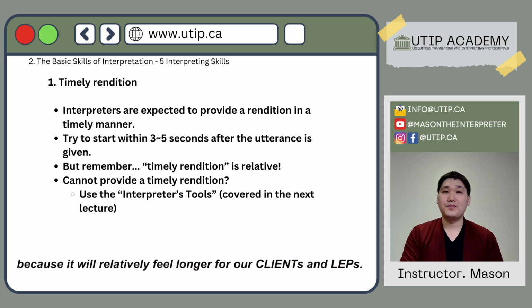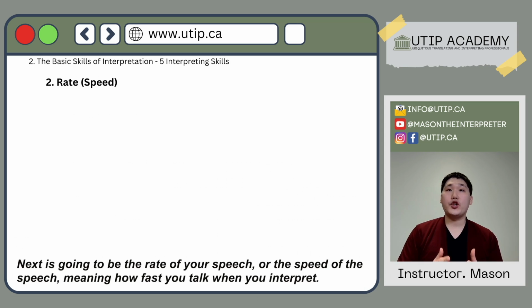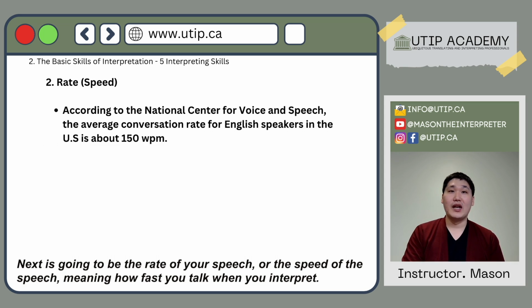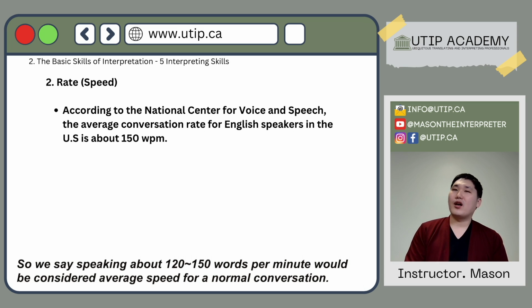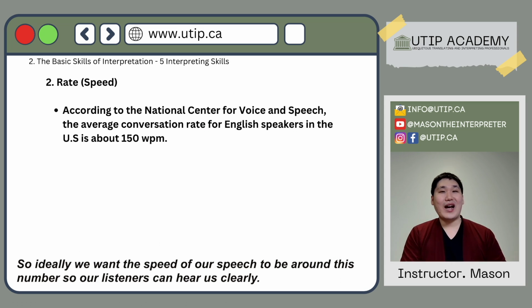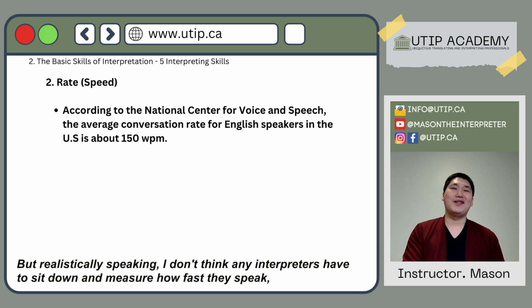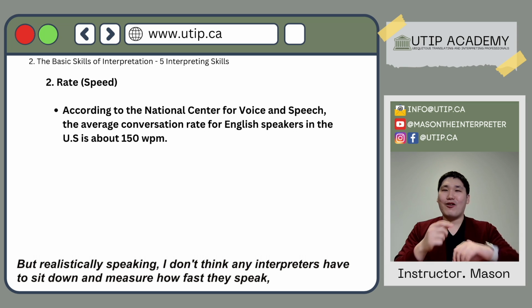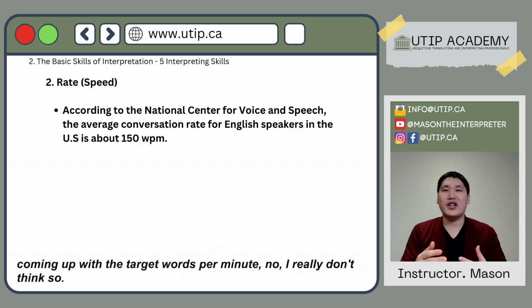Next is going to be the rate of your speech, or the speed of the speech, meaning how fast you talk when you interpret. So we say speaking about 120 to 150 words per minute could be considered average speed for a normal conversation. So ideally, we want the speed of our speech to be around this number so our listeners can hear us clearly. But realistically speaking, I don't think any interpreters have to sit down and measure how fast they speak, coming up with a target words per minute. No, I really don't think so.